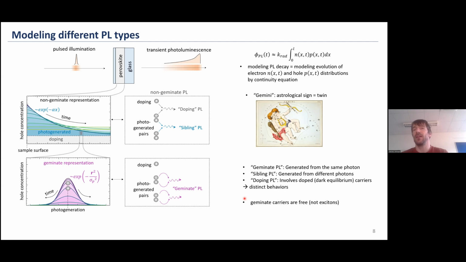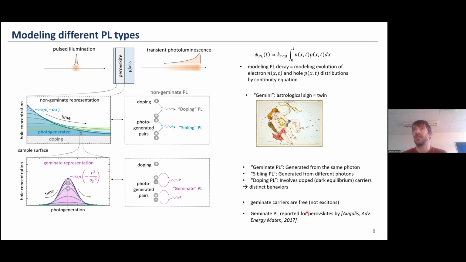And maybe important because I think some in the audience are possibly coming from organics. Organics here also have geminate PL, but their carriers are very much bound to excitons and they don't split. So here, these geminate carriers are actually free geminate carriers. So the electron and hole split, but they're still very close to each other, but free, not bound as an exciton.